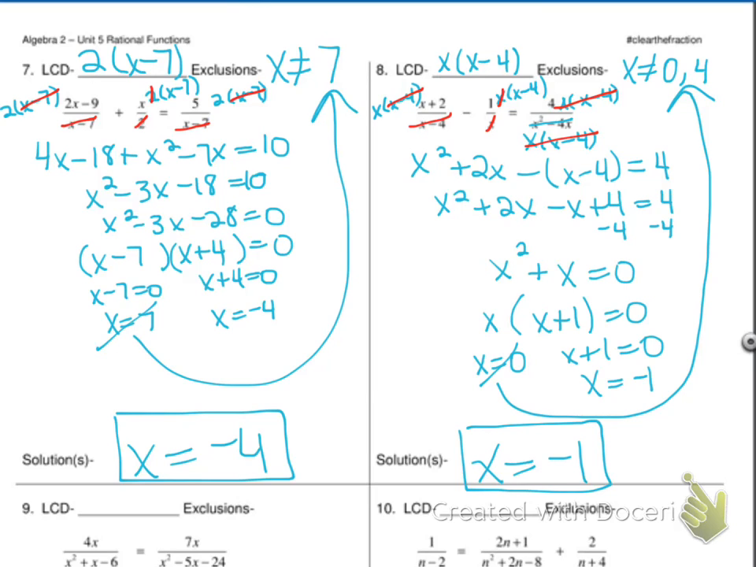For now, I'll leave 9 and 10. They're super tricky. 10 is a little bit easier, but 9 is super, super tricky. So try it if you want, and you can check with me. Okay.